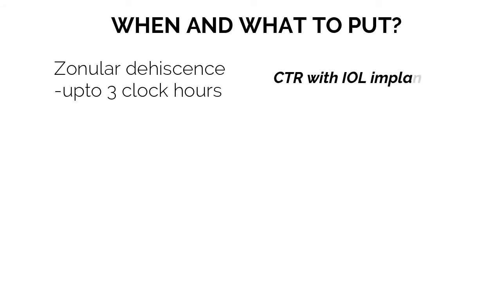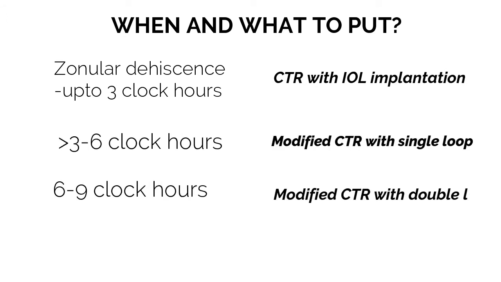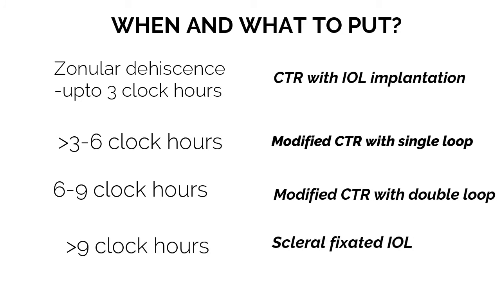When and what to put. Zonular dehiscence up to 3 clock hours: CTR with IOL implantation. More than 3 to 6 clock hours: modified CTR with single loop. 6 to 9 clock hours: modified CTR with double loop. More than 9 clock hours: scleral fixated IOL.